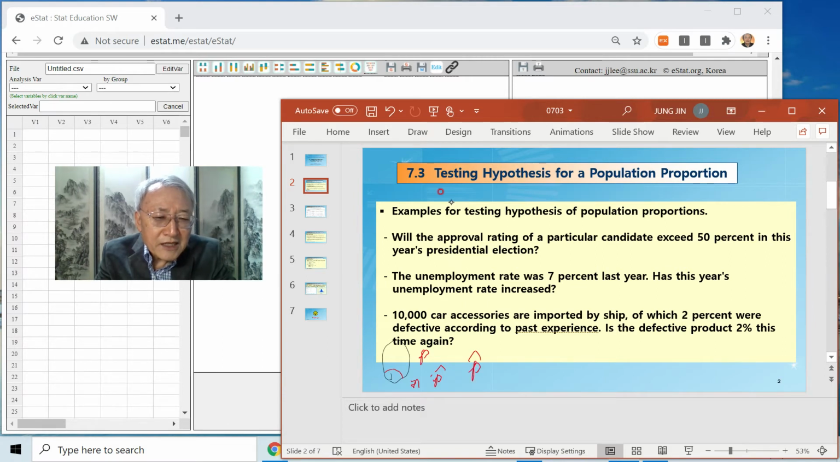P hat is approximately normal, mean is P, variance is P(1 minus P) divided by n. This is in case of a large sample, okay, and nP should be greater than 5 and n(1 minus P) should be greater than 5. Roughly, n is more than 100. Usually they satisfy that.